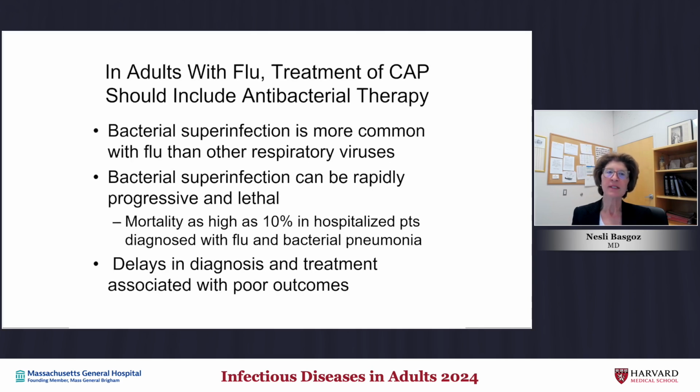And the reason is, in adults with flu, treatment of CAP should include antibacterial therapy. And this is because bacterial superinfection is more common with flu than other respiratory viruses, and it can be rapidly progressive and lethal. And delays in diagnosis and treatment are associated with poorer outcomes.